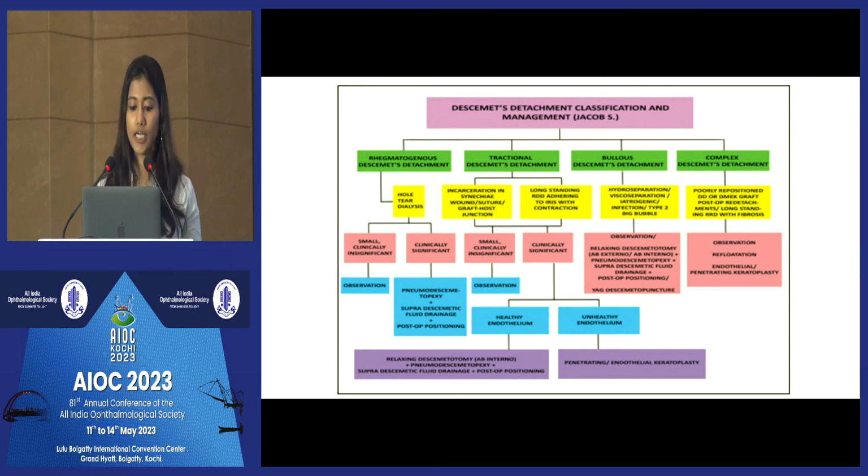Going to a bullous detachment, this is because of any fluid injection between the corneal interface and the DM. The fluid can either be a viscoelastic or during hydration. If it is again visually insignificant, we can observe, and then go in for a surgical management if it is visually significant. Complex detachment usually occurs in any post-endothelial grafts. This is when the graft rolls on itself, leading to a complex presentation of the DM.